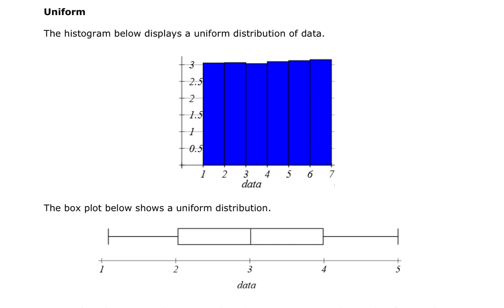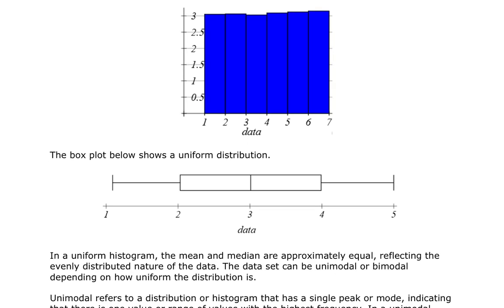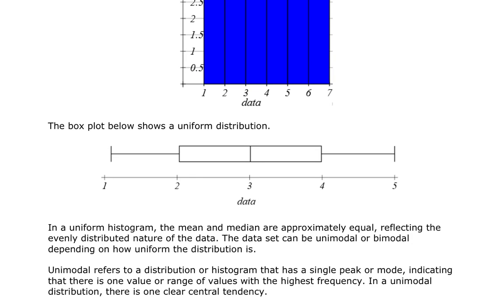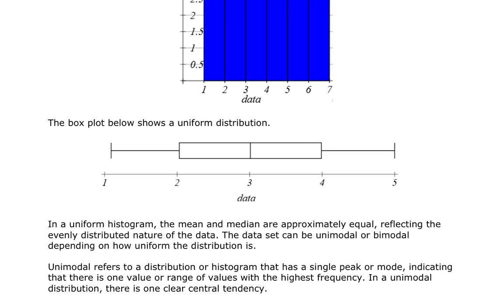Now, when you have a uniform distribution, whether it's a histogram or a box plot, the mean and the median are about the same. They don't necessarily have to be the same, but they're pretty close to being the same. And that reflects that whole nature of being distributed evenly or uniformly.